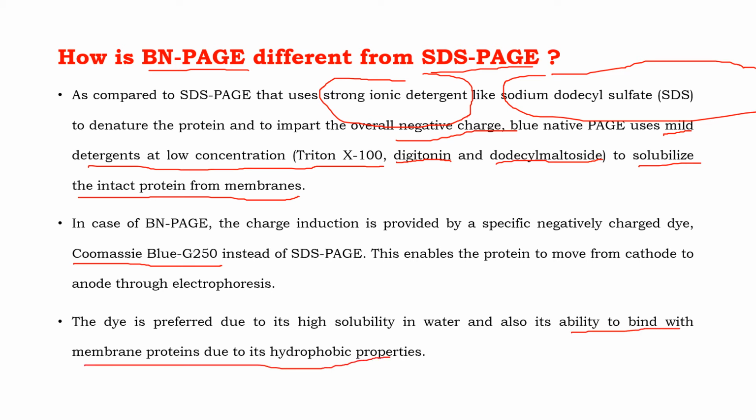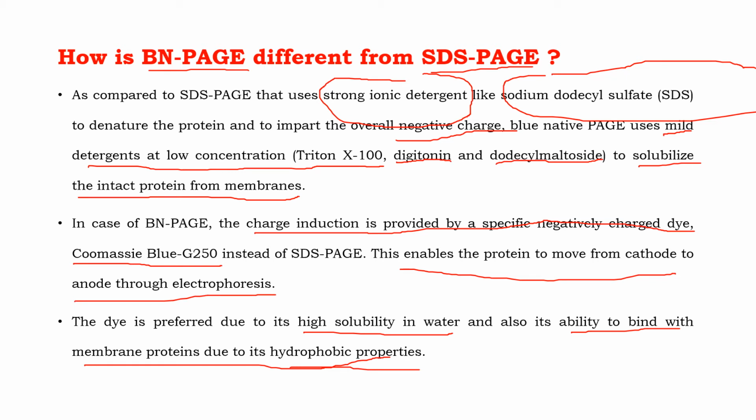This property is due to the fact that this dye has hydrophobic groups that bind to the hydrophobic region present within the membrane protein, along with the negative charge that it naturally possesses. And this overall charge allows it to have high solubility in water. Basically, the end result is that the protein will be solubilized and will be imparted with a total negative charge, which enables it to move through the gel gradient towards the anode as it undergoes electrophoresis.